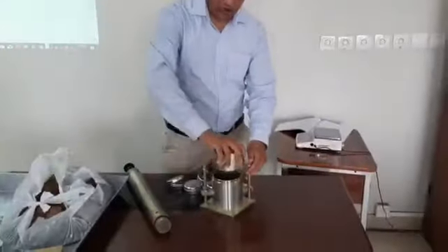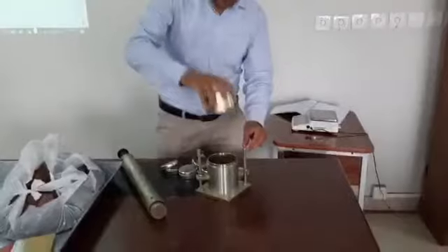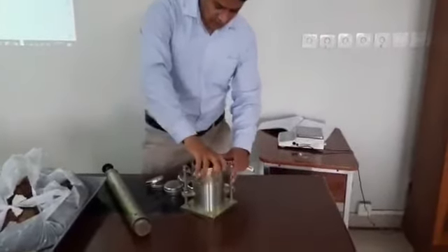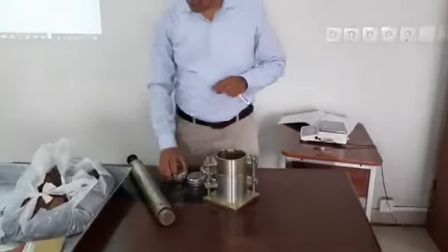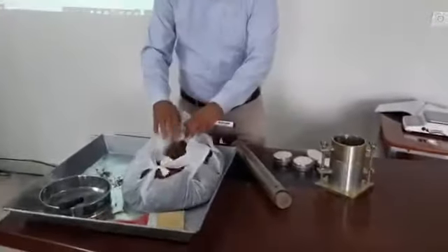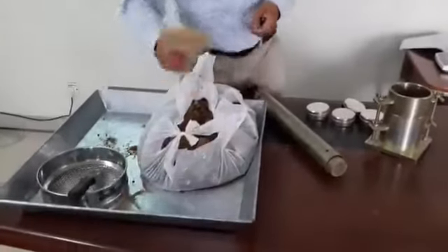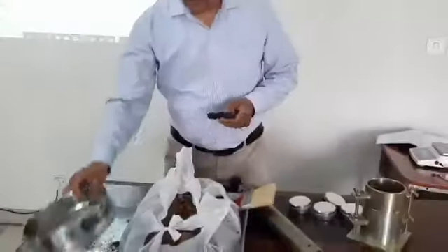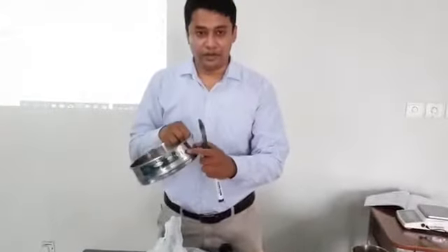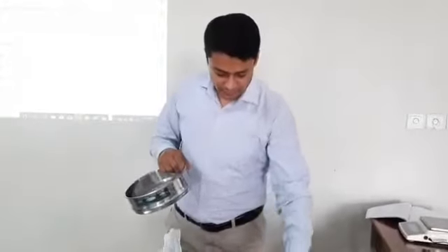and this is the collar of the mold, and we will install this collar on the mold, and moisture cans, soil sample, and measuring scale, cleaning brush, spatula, and sieve number 4. This is sieve number 4. We will use this sieve to sieve our sample.